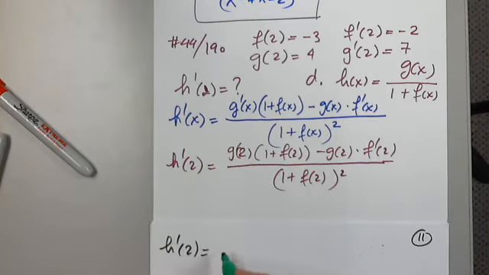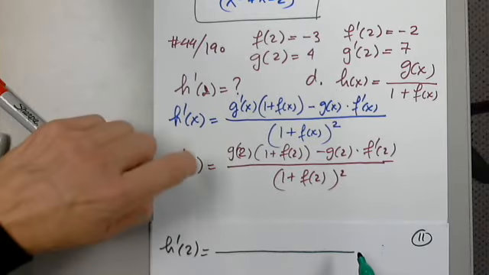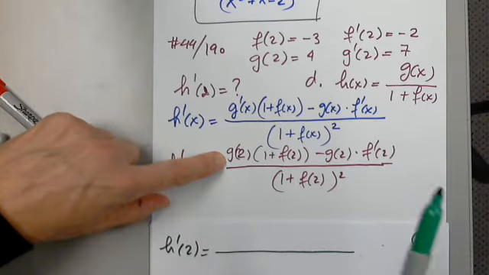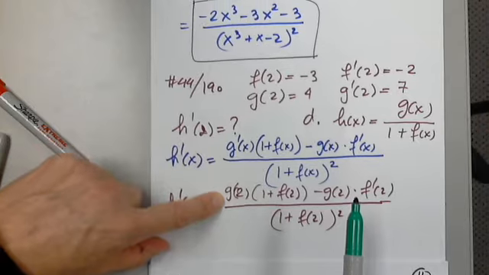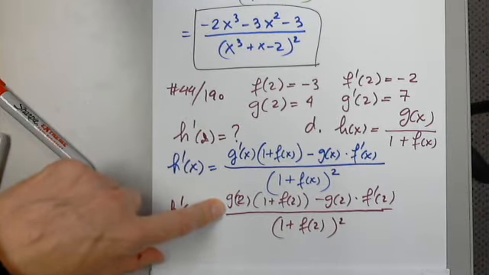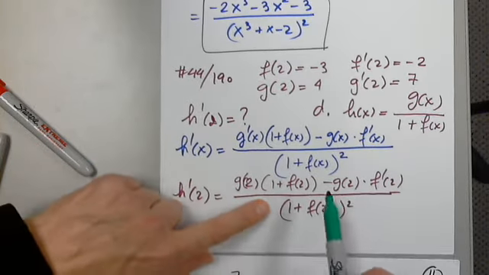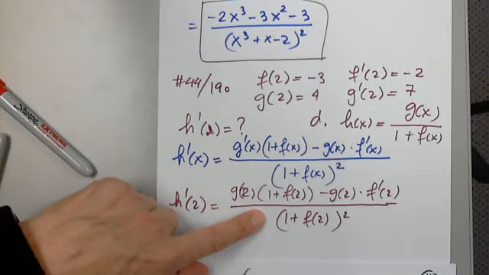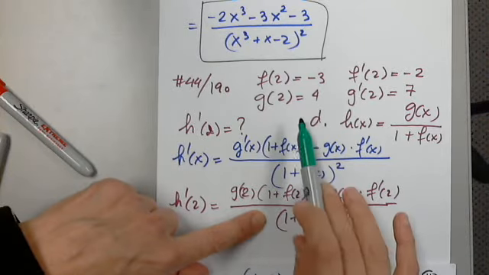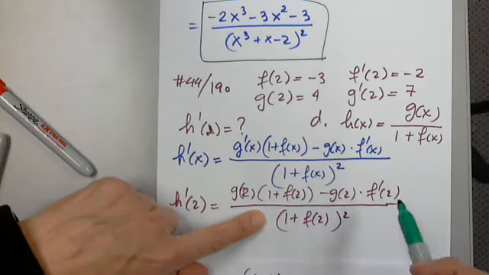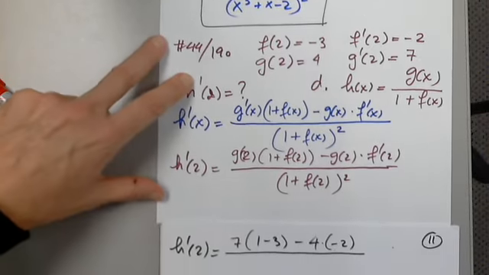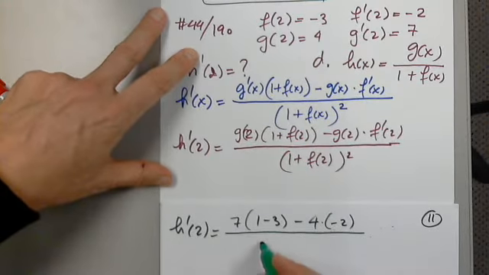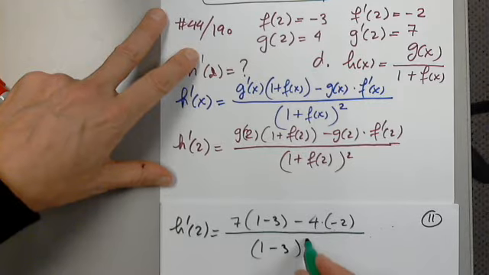h prime of 2 equals g prime of 2 is 7. f of 2 is negative 3. So in parentheses 1 minus 3 minus g of 2, 4. f prime of 2 in parentheses, negative 2, because it's a product. And then in the denominator 1 minus 3, everything squared.